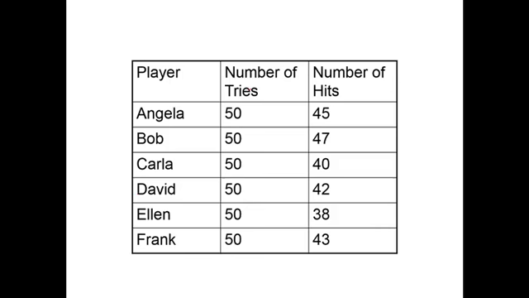Well, they all have the same number of tries. The numbers of hits varies here. And they're not all the same. The lowest one is 38, the highest one is 47. But is that just due to random variation?